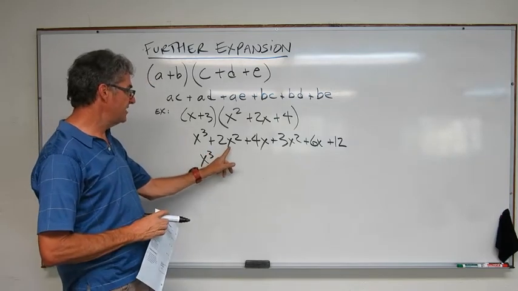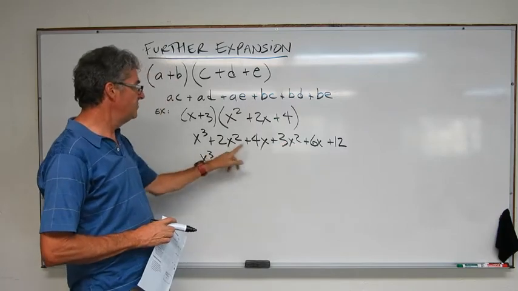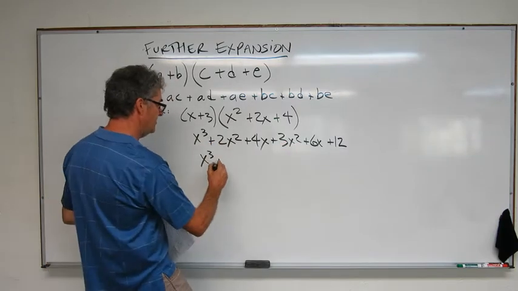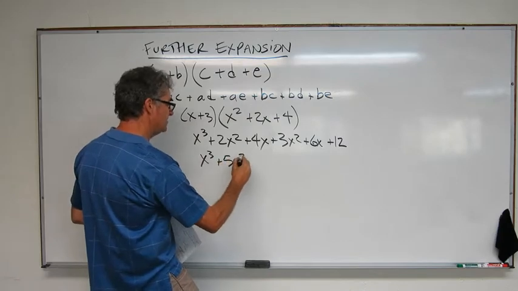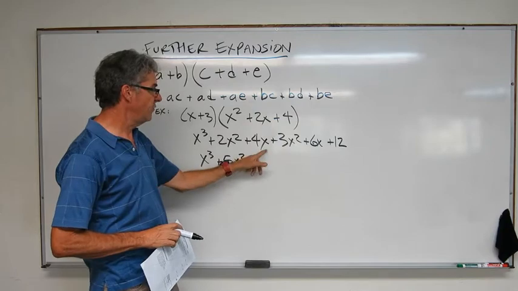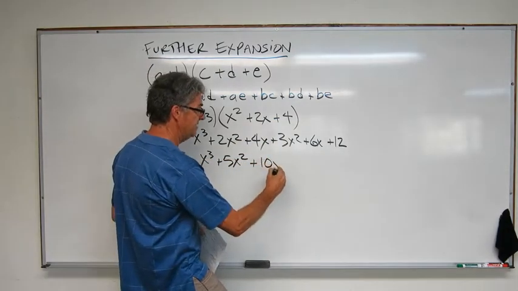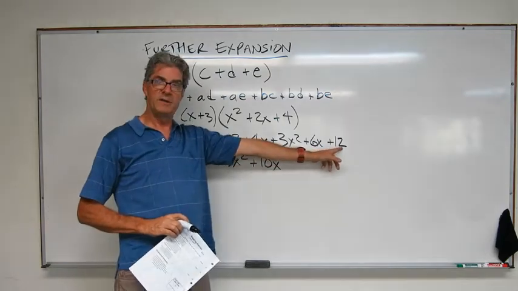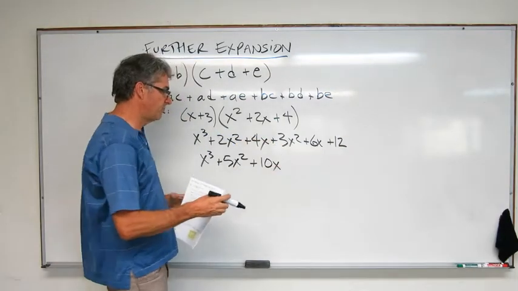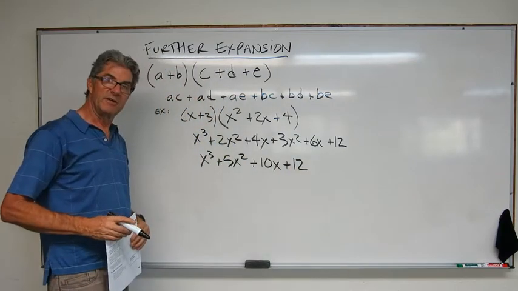But guess what? I have an x squared here and an x squared there, so I can combine them. I have 2 of them plus 3 of them, so that's going to give me 5x squared. Then I have also 2 plain x terms, 4x and 6x. Combining those gives me 10x. And then finally I just have one number with no variables, so I just bring that down. Bam, there we are.